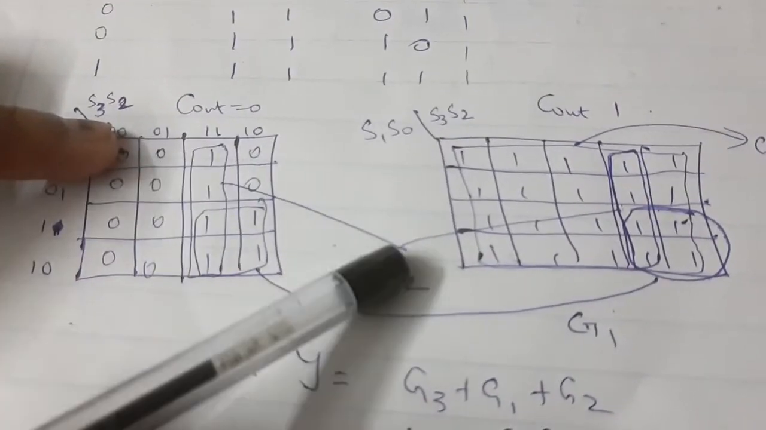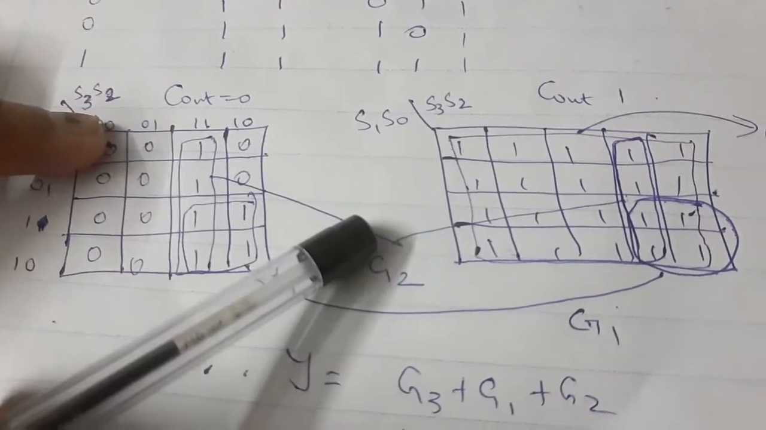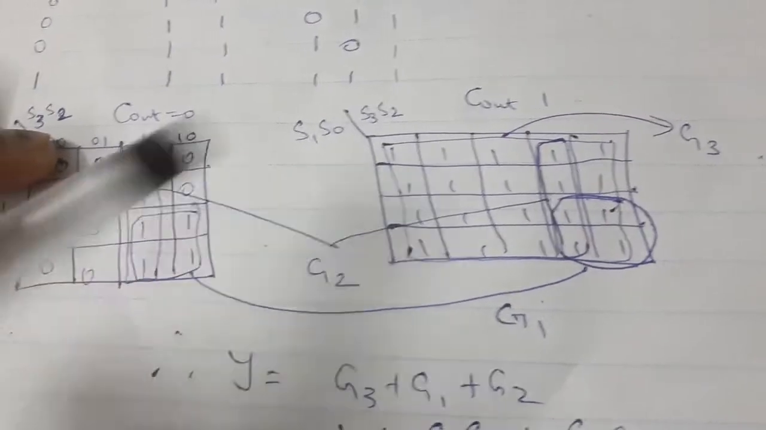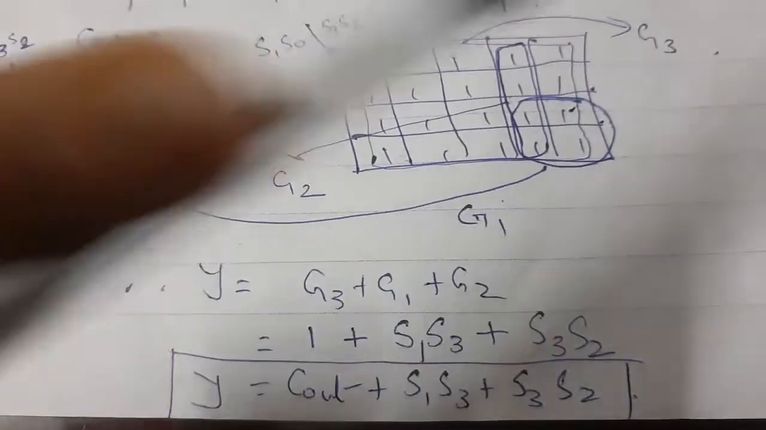See here, I've given C1 and this C12 is 1. G2 I've given. This is one mapping. Similarly, this chord and this chord is G1. And total ones is G3. Therefore, write down the equation. Final equation: Y is equal to G1 plus G2 plus G3.